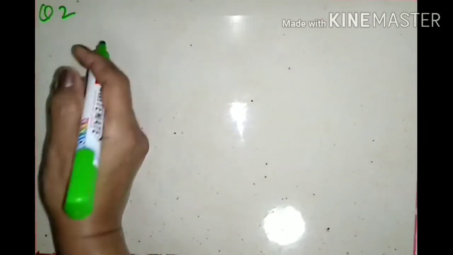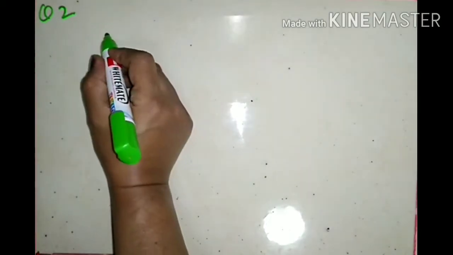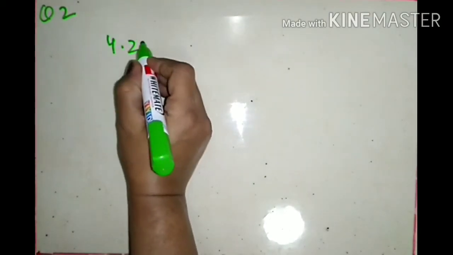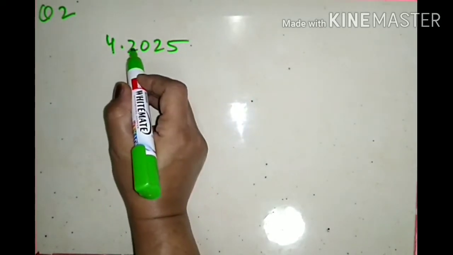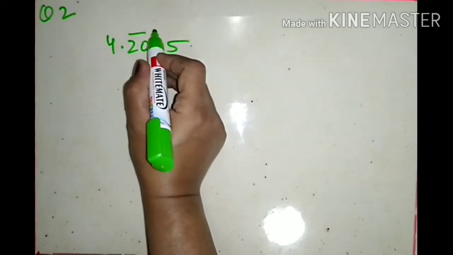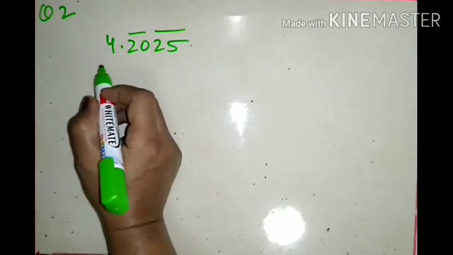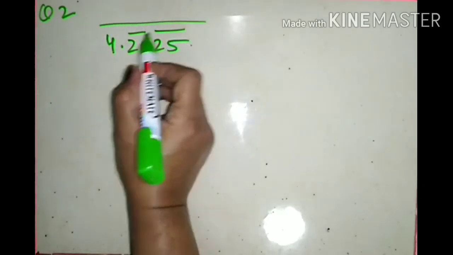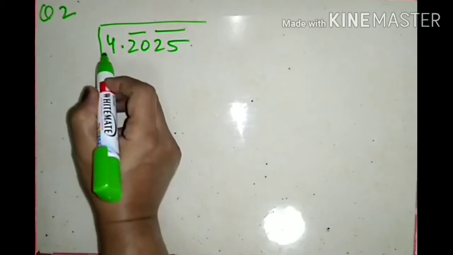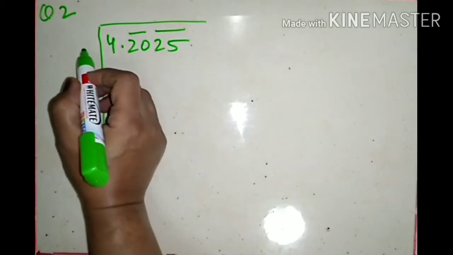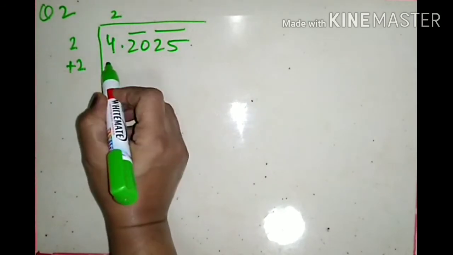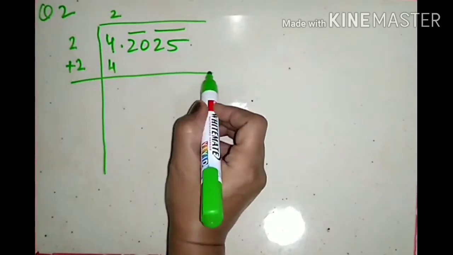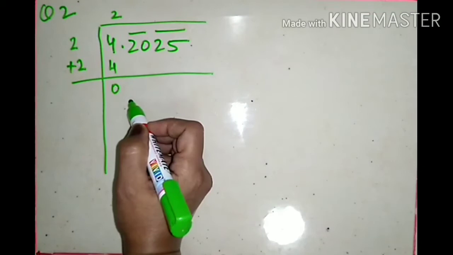Question 2. We have to find the square root of 4.2025. For numbers after the decimal point, we make pairs from left to right. This number is left single. We will use 2 2s are 4 for this. 2 plus 2, 2 here, 4 here. On subtraction, this gives us 0.